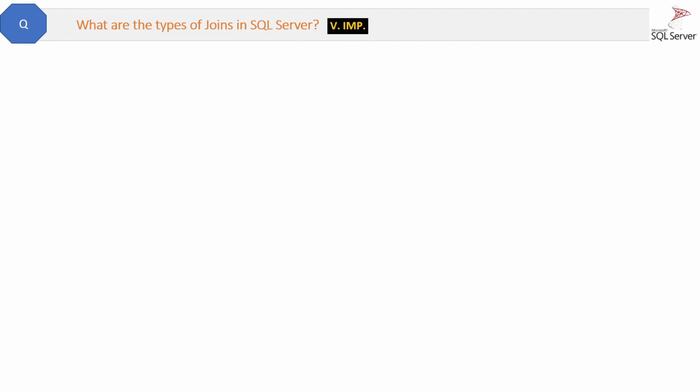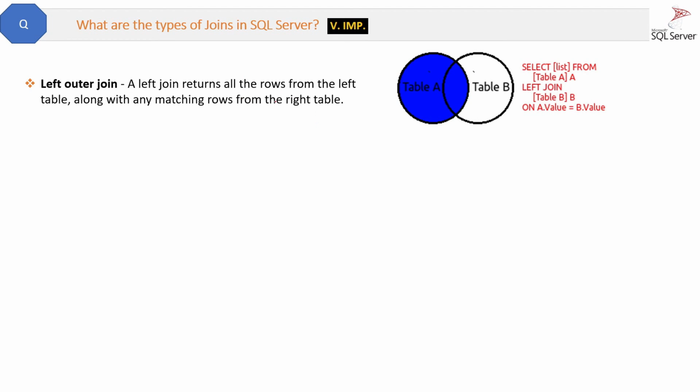This is a very important question, and almost asked in all basic interviews. First of all, outer join: we have three types of outer join. First one is left outer join. A left join returns all the rows from the left table along with the matching rows from the right table. See in the diagram here, all the rows from the left table A will be there, right? But yes, the columns you can choose from both A and B tables. You can list this in the select column names list.